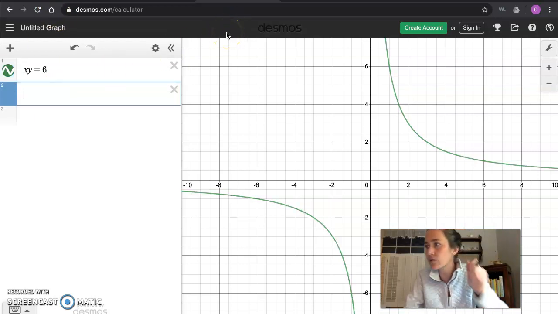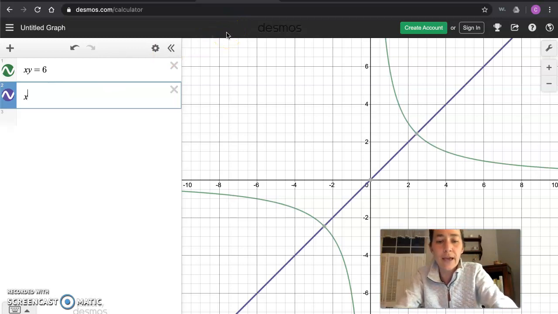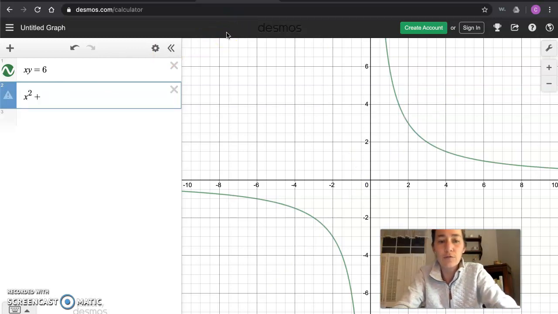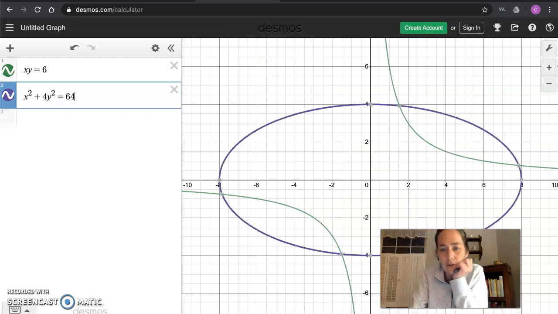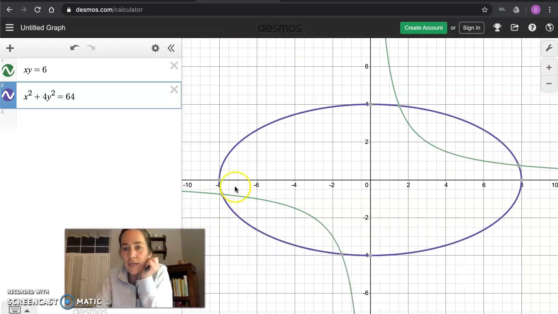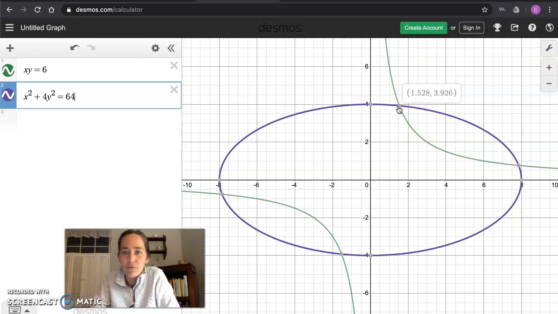And then the second equation looks like an ellipse, x squared plus 4y squared. What does it equal? It's supposed to equal 64. And we get an ellipse here. I'm kind of in the way. Looks like we got an example that's very pretty. I love how Desmos will give you the coordinates of the vertices on the ellipse, and it'll give us good approximations for the intersection points. So I'm seeing about 1.5 and 3.9, over at 7.5 and 0.8, and so on and so forth. So let's give that a try.